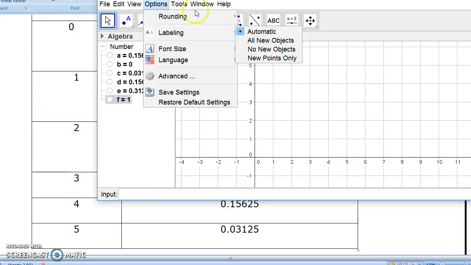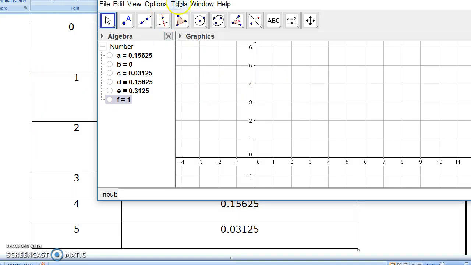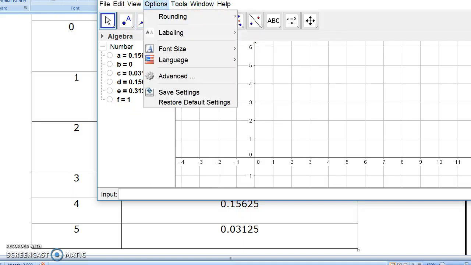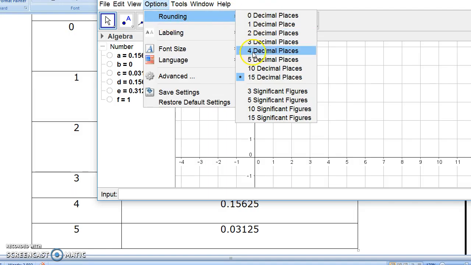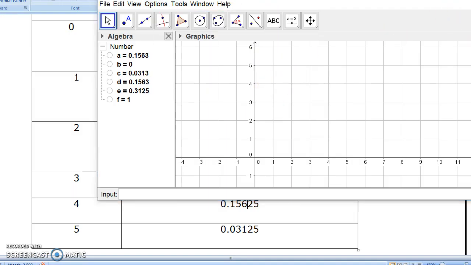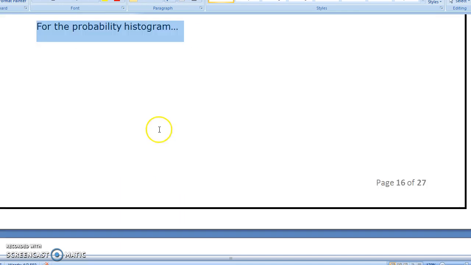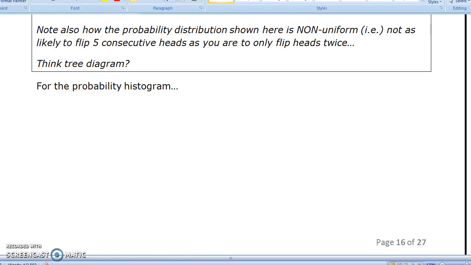And it's not just rounding to 1, it is at 15 decimal places still equal to exactly 1, because this distribution that we created is perfect, right? It's theoretical, it doesn't make any mistakes. The probability histogram looks exactly like this.